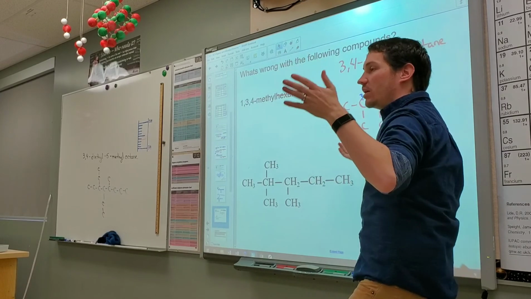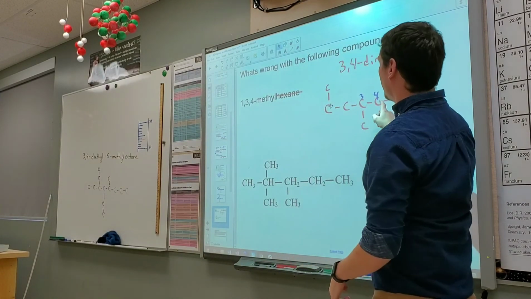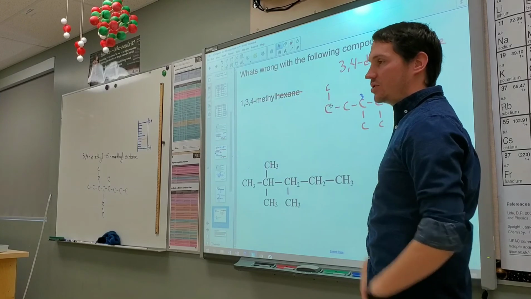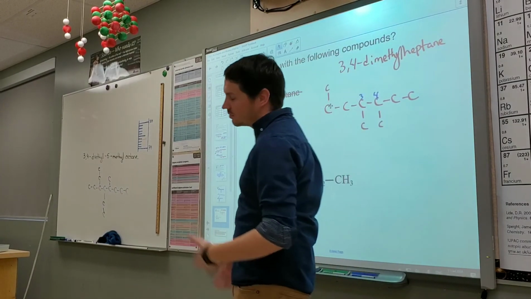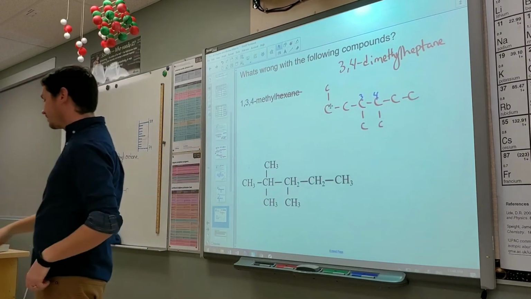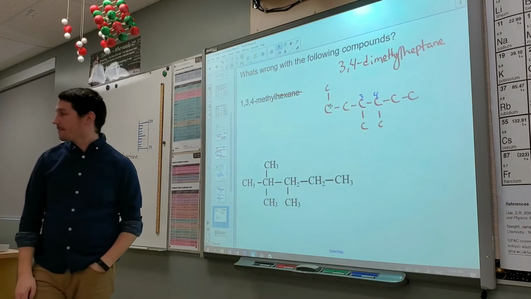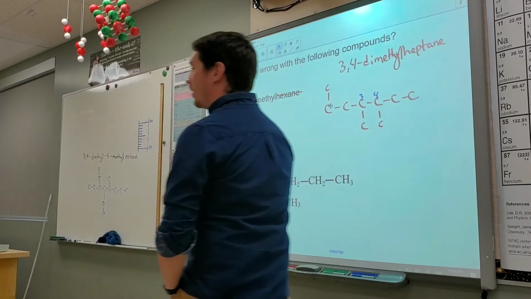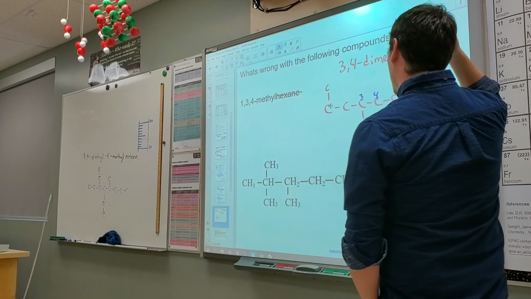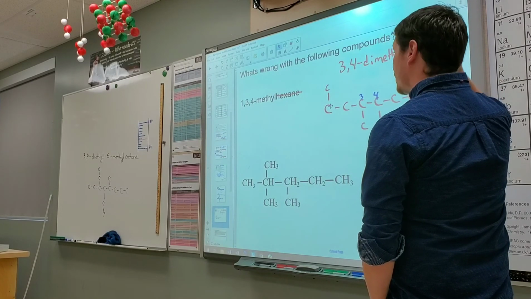It just becomes a naming question. Could you name this 3,4 dimethylheptane, if I just gave you the picture? Yeah, maybe, probably. Alicia. So why would it be 6? Where do you see a 6 on here?